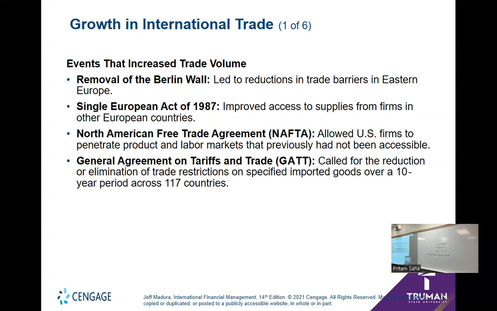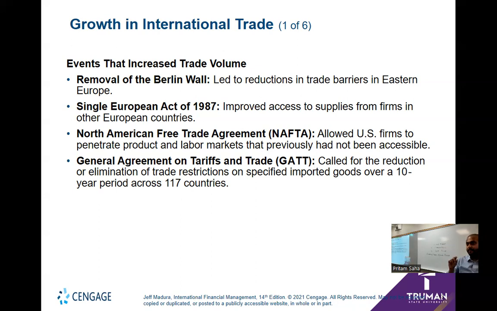And sometimes they do some kind of agreement so that labor is more mobile among those countries, because labor is cheap and expensive in different parts of this world. If you can access cheap labor, your cost of production will go down and you can make more money. So these are some specific events that actually increased trade volume.